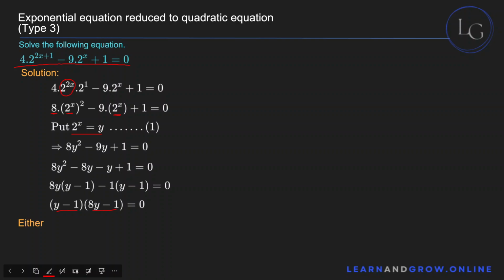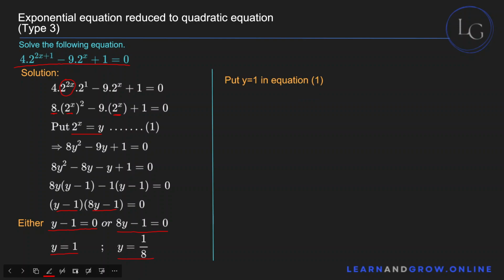Now, you'll get two equations for y, either y minus 1 is equal to 0 or 8y minus 1 is equal to 0. And when you solve these, you'll get two values for y. So y is equal to 1 and y is equal to 1 divided by 8. Now, put this y is equal to 1 in this equation 1. So 2 raised to the power x is equal to 1.